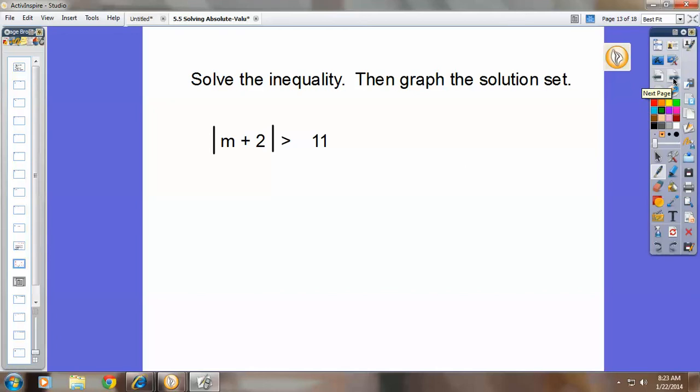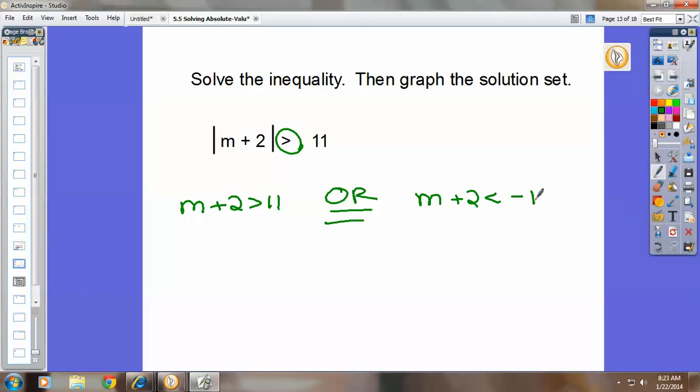So the absolute value of m plus 2 is greater than 11. Is this an "and" or an "or"? How do we know? "Greater than" means "or," so I'm going to write "or." Let's set up our two inequalities: m plus 2 is greater than 11, or m plus 2 is less than negative 11.